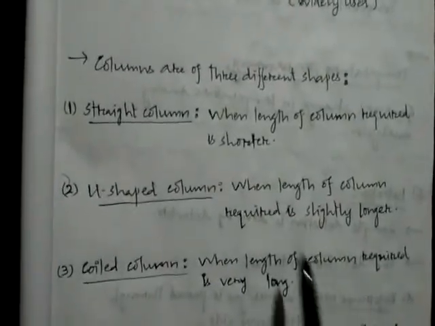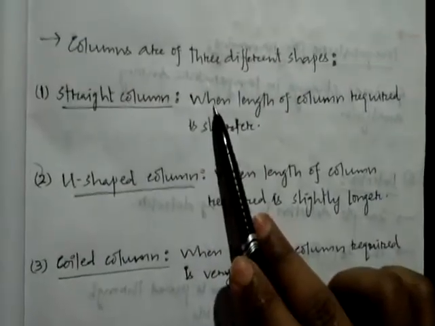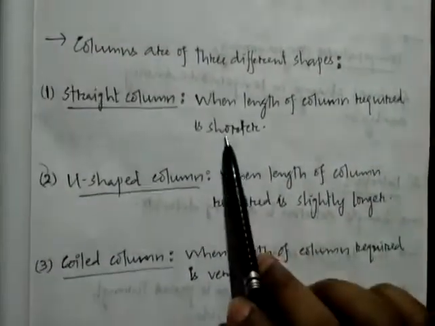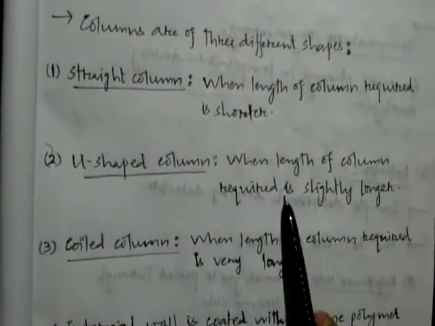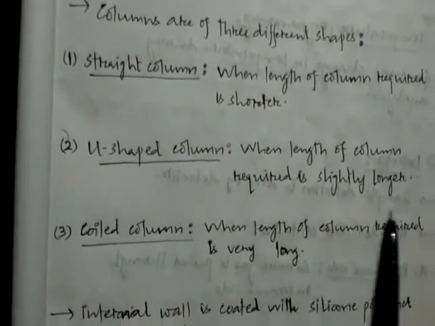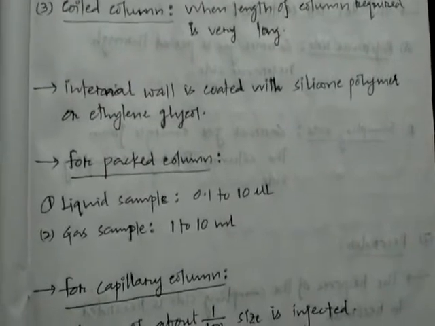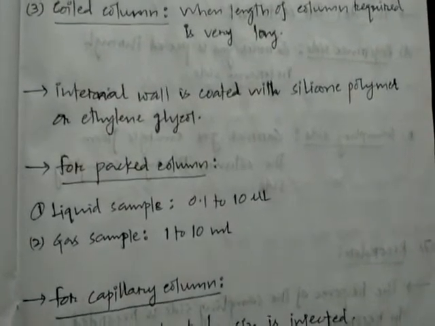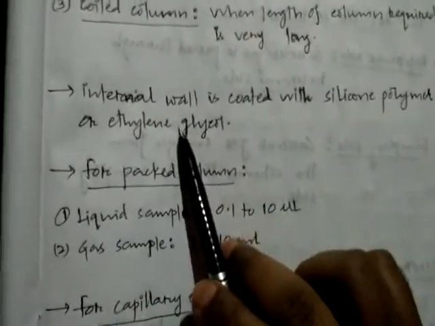Depending on shapes, columns can be of three types: straight column, U-shaped column, and coiled column. Straight column is used when the length of the column required is shorter. U-shaped column is used when the length required is slightly longer. Coiled column is used when the length required is very long. The internal wall of the column is coated with high boiling point stationary phases like silicon polymer or ethylene glycol.